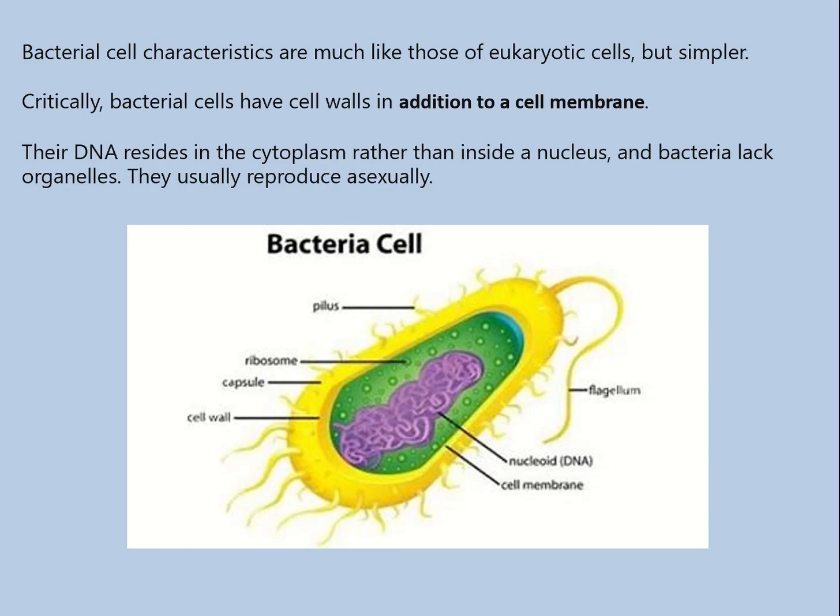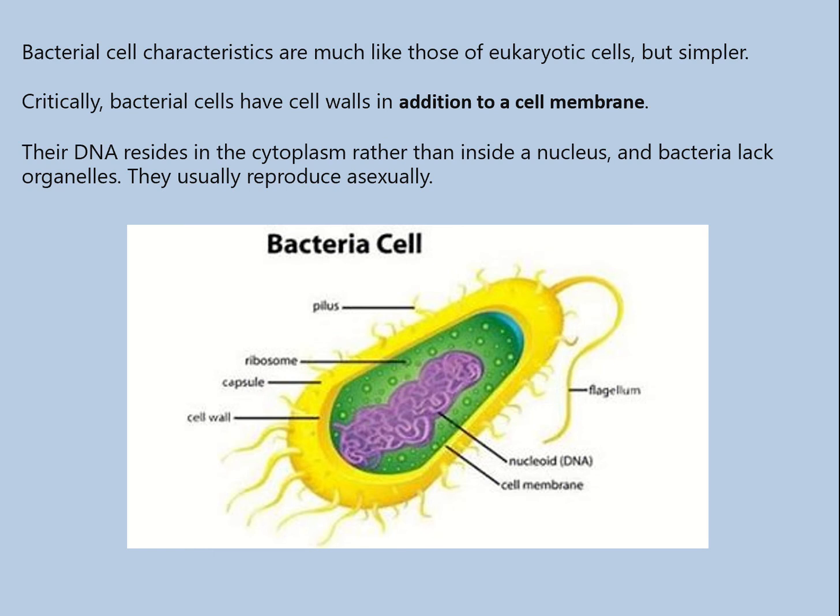So bacterial cells, the characteristics. We just said that they are prokaryotic cells. They will have a cell wall. They do not have a nucleus. Their DNA is in the cytoplasm, and they lack organelles. They generally lack organelles. They will reproduce asexually.